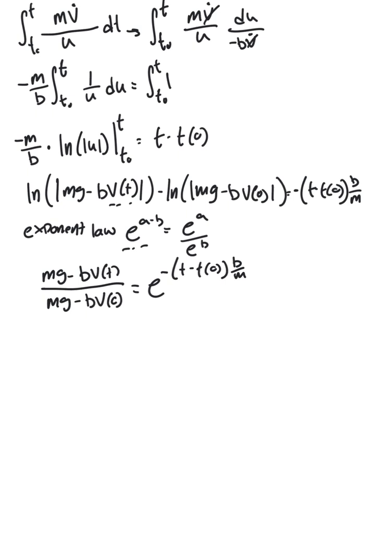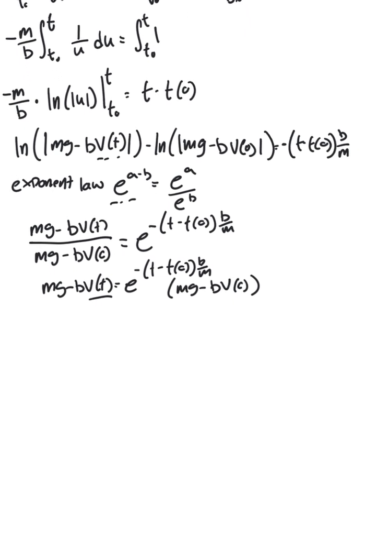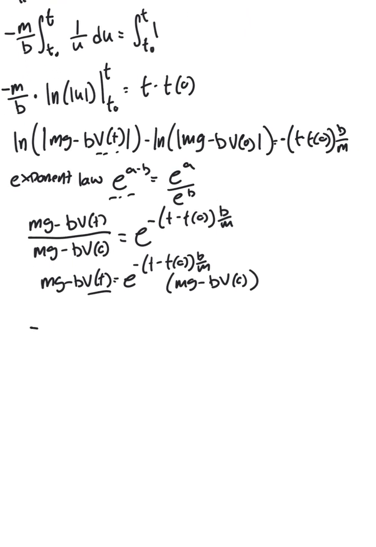Again, we're trying to solve for v of t. We can multiply over by the denominator of the left-hand side. We get mg minus bv of t is equal to e to the minus t of 0 times b over m, and now this whole thing is being multiplied by mg minus bv at time equals 0. Then we can just rearrange this to solve for v of t. I'll do it in 2 steps where we move a few things over. We'll have minus bv of t equals e to the minus t naught b over m, mg minus bv naught, and that's going to be minus mg.